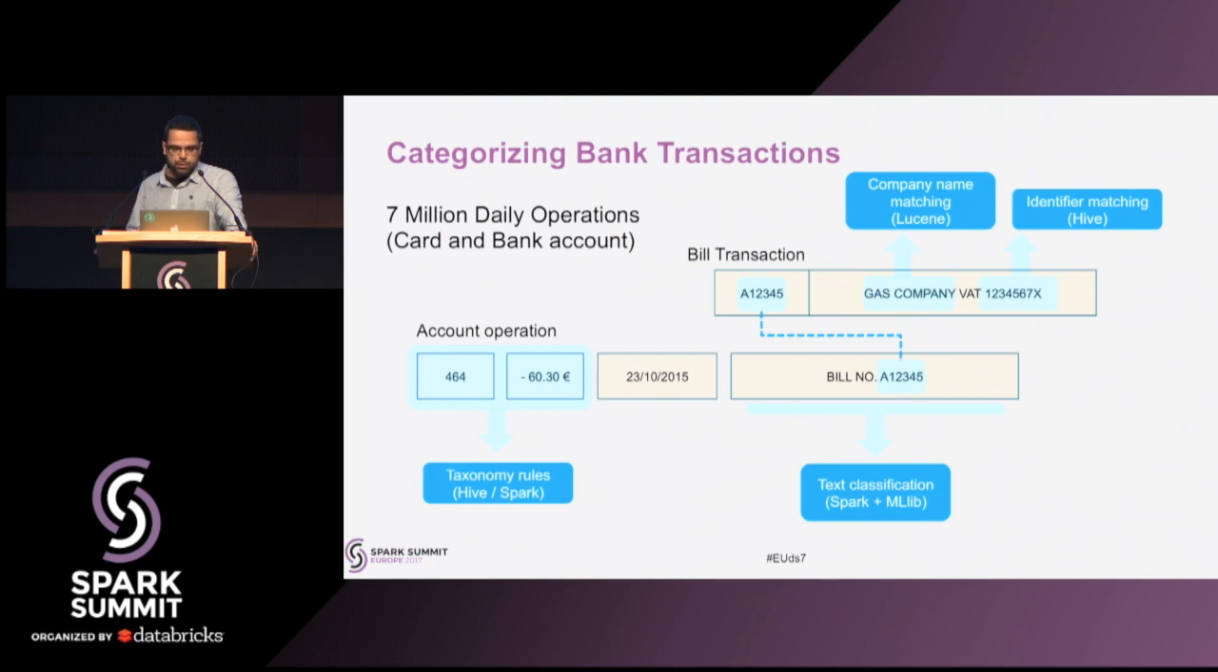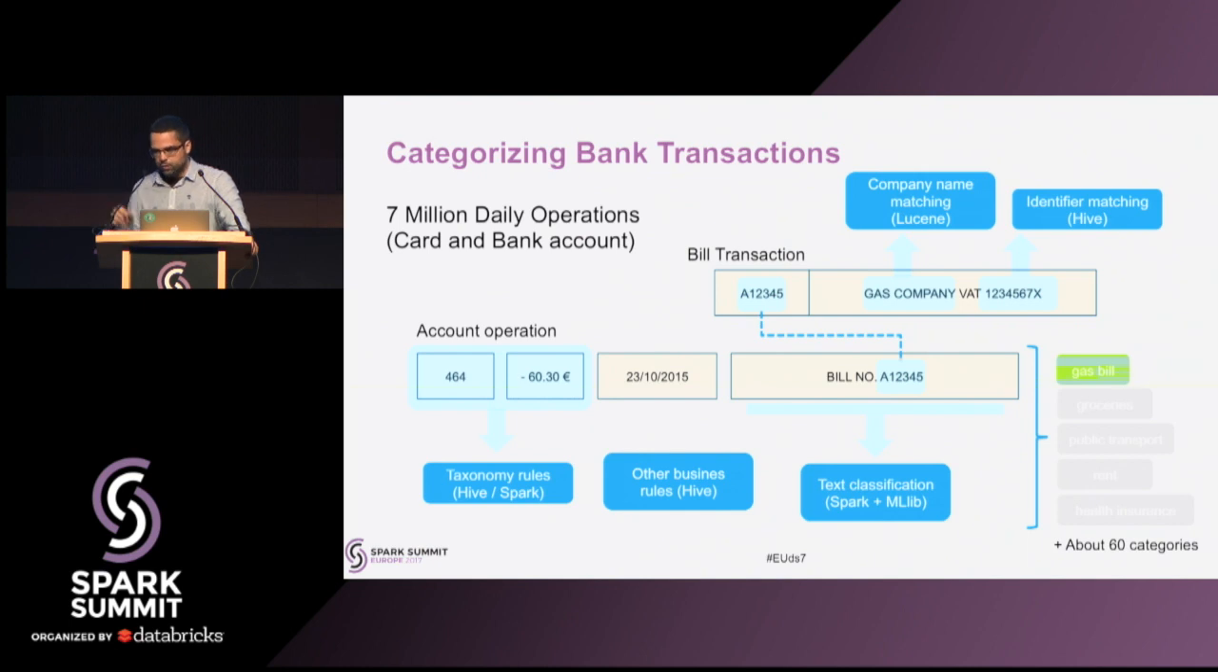We were using several tools from this Hadoop ecosystem. It was also a new activity in the bank. So we are mixing things like Hive or things like Lucene with also things like Spark and MLlib. But these were a few components that were used to try to categorize the transactions. And of course, there are many other rules. The goal of this is, at the end, to attach a tag to each of the transactions. In this case, the tag could be, this is gas bill. So this is one of the valid categories. There are other categories shown here for illustration, like groceries, public transport, rent, health insurance. But these are just examples because in total we have about 60 categories.